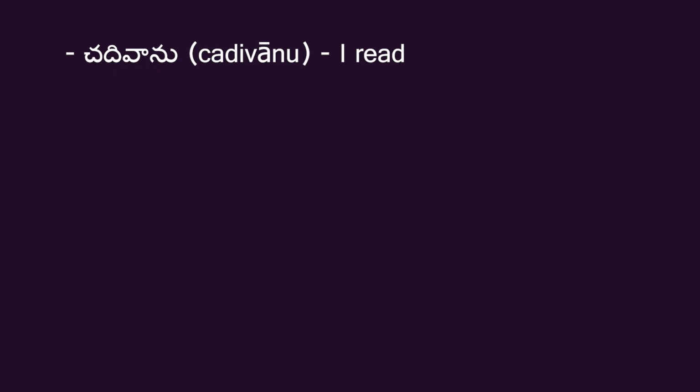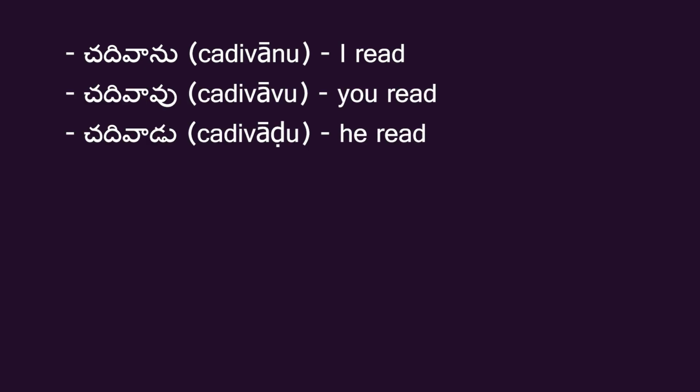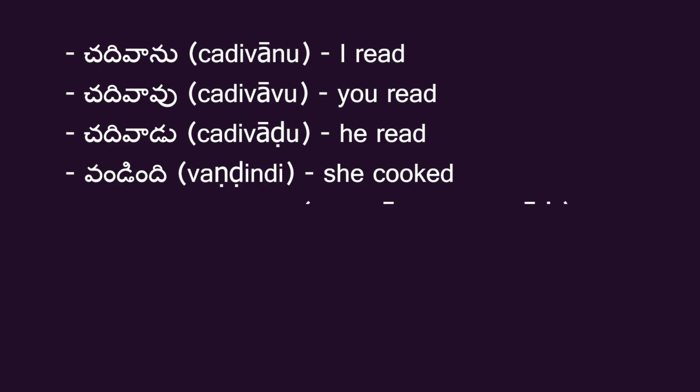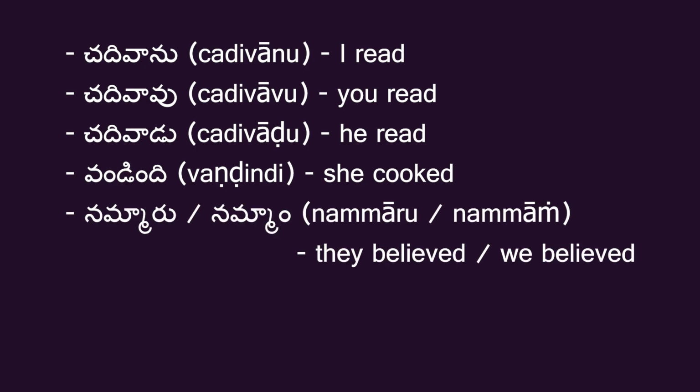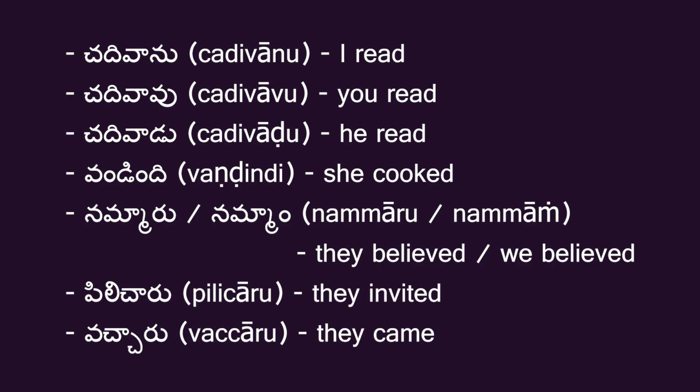Telugu past tense is formed by adding tense morphology to the verbal root and then attaching person, number, gender agreement suffixes. In the dialogue, this appears in forms such as చదివాను, which means I read, చదివావు, you read, చదివాడు, he read, వండింది, she cooked. నమ్మారు or నమ్మాం, they believed, we believed. పిలిచారు, they invited. వచ్చారు, they came.